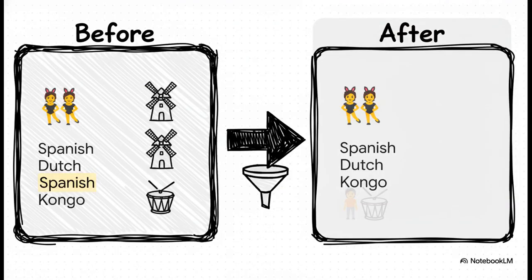And this is a perfect before and after. On the left, you see the raw results. We're getting Spanish listed over and over. It's messy. But then, just by adding that one little word, distinct, look what happens on the right. We get a clean, unique list. No more repeats, so much better.